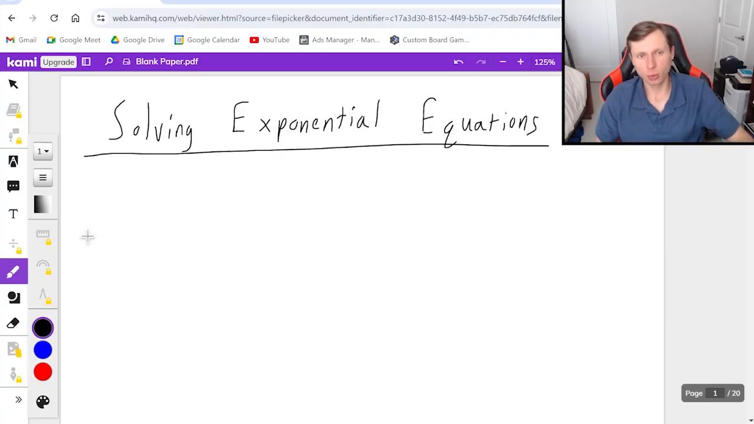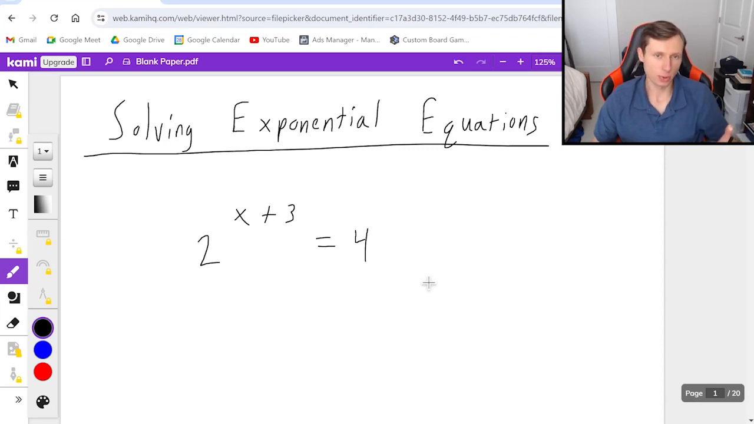In today's video, we're going to talk about how to solve exponential equations in algebra. So let's just go ahead and look at an example and see how we do this. Let's say I have 2 to the power of x plus 3 equals 4. These are the kinds of equations we're going to be looking at where x is in the exponent.